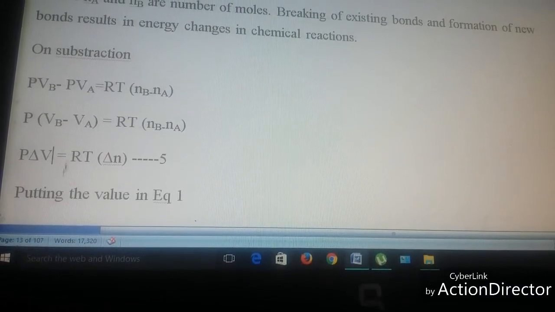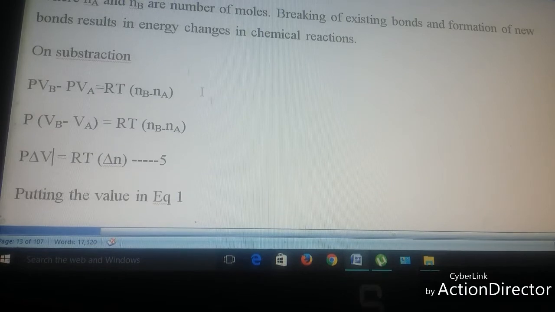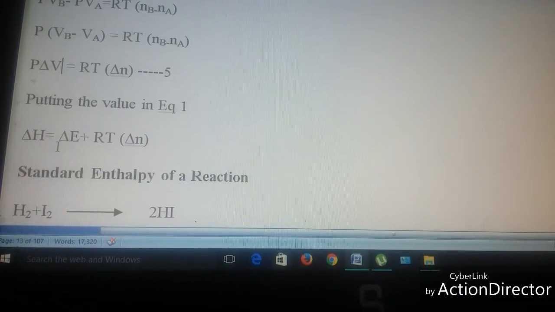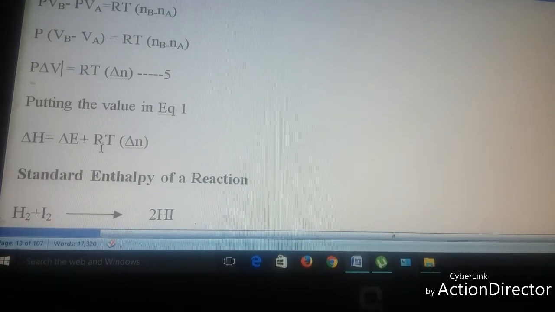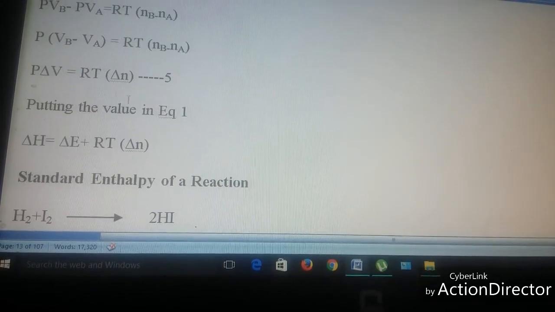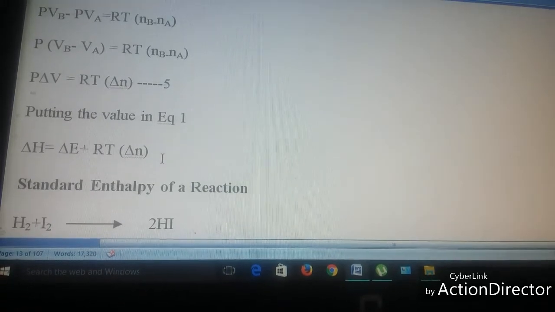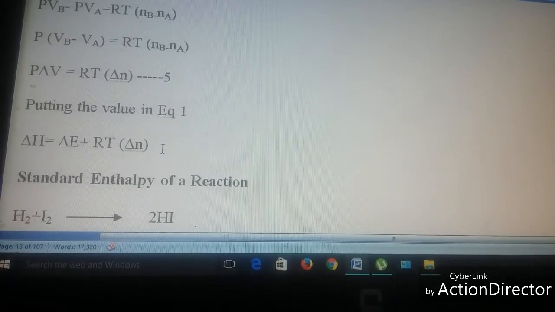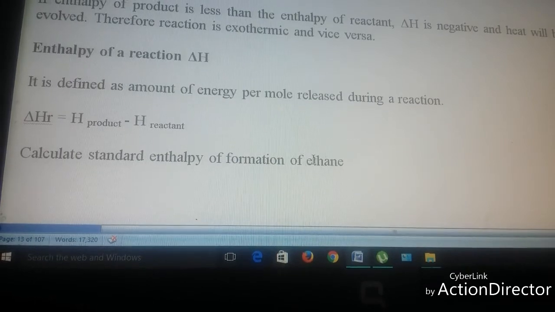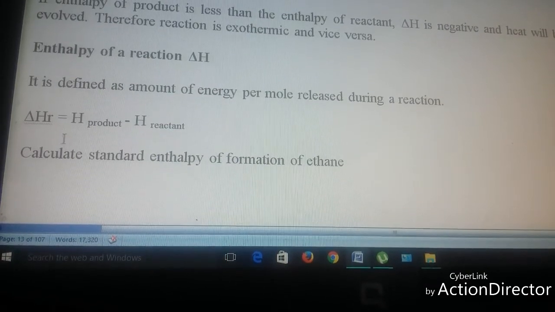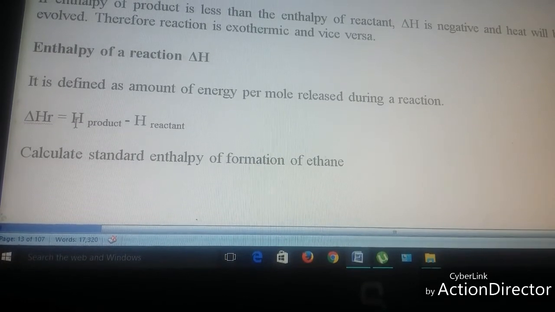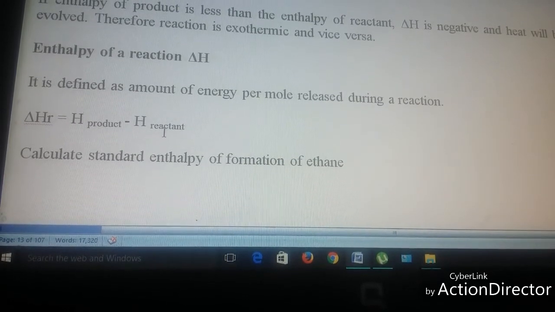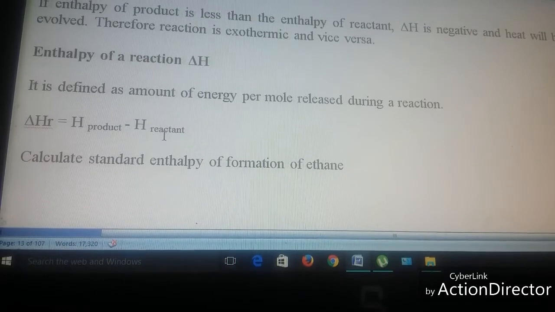So you have the value of P delta V that you will put in the first equation, where you got delta H is equal to delta E plus P delta V. So instead of P delta V, you will be writing delta n RT. So this is the equation for the enthalpy. Enthalpy of a reaction, delta H, can also be calculated using the difference between the enthalpy of the product minus enthalpy of the reactant.